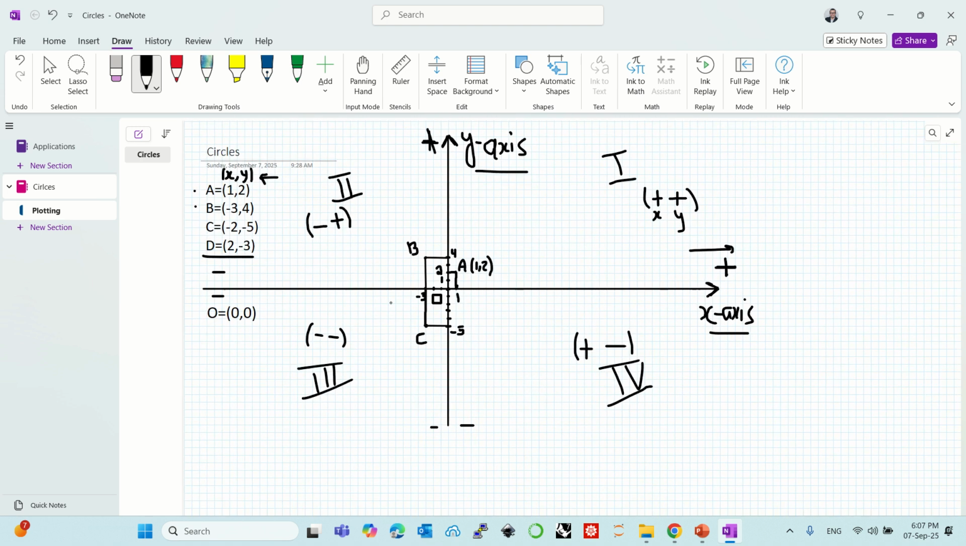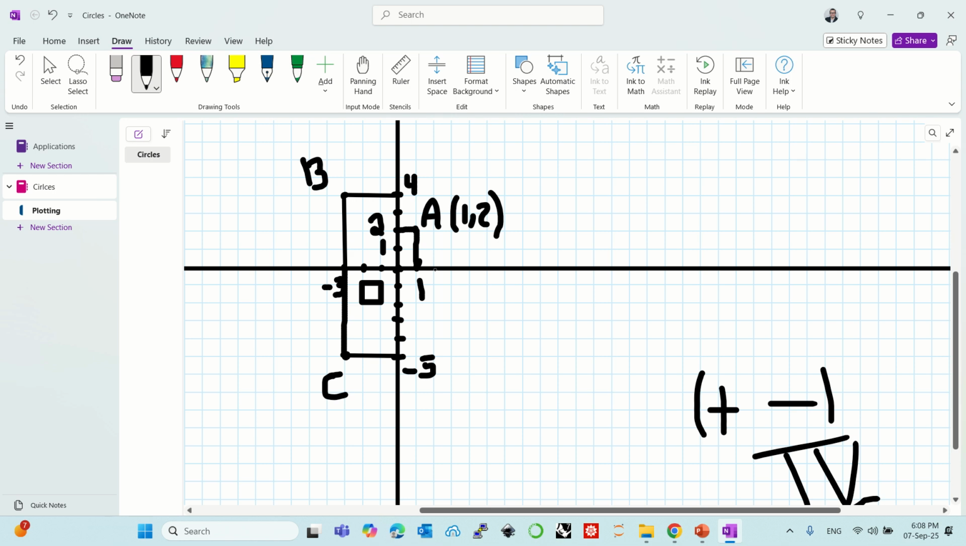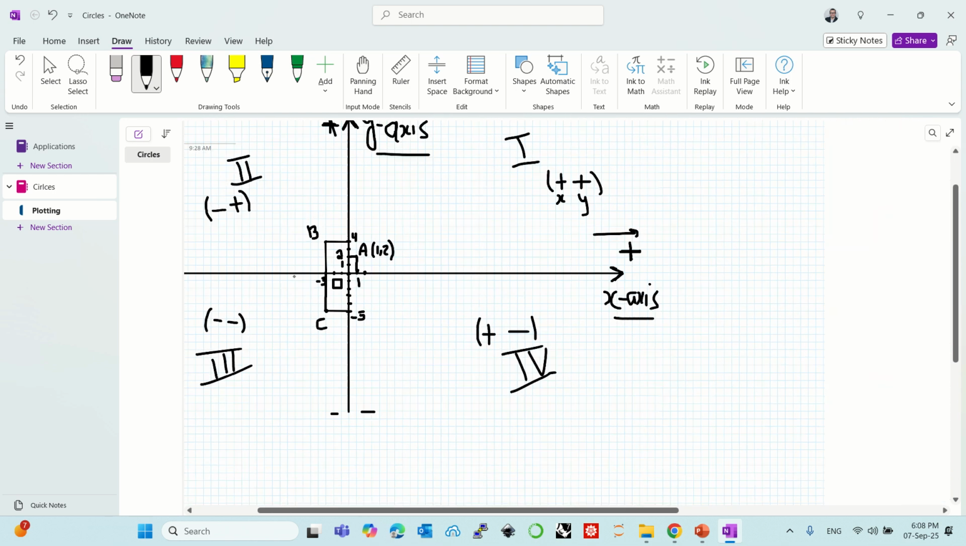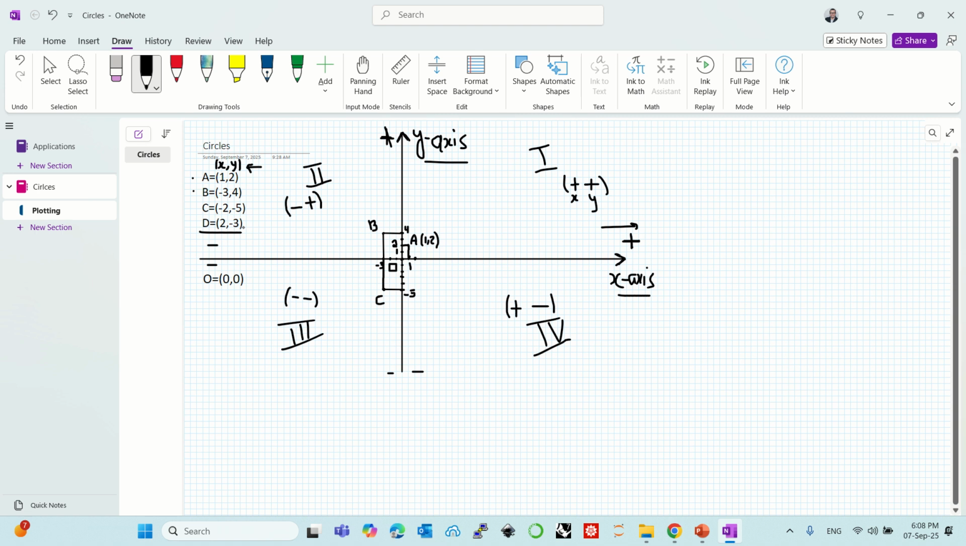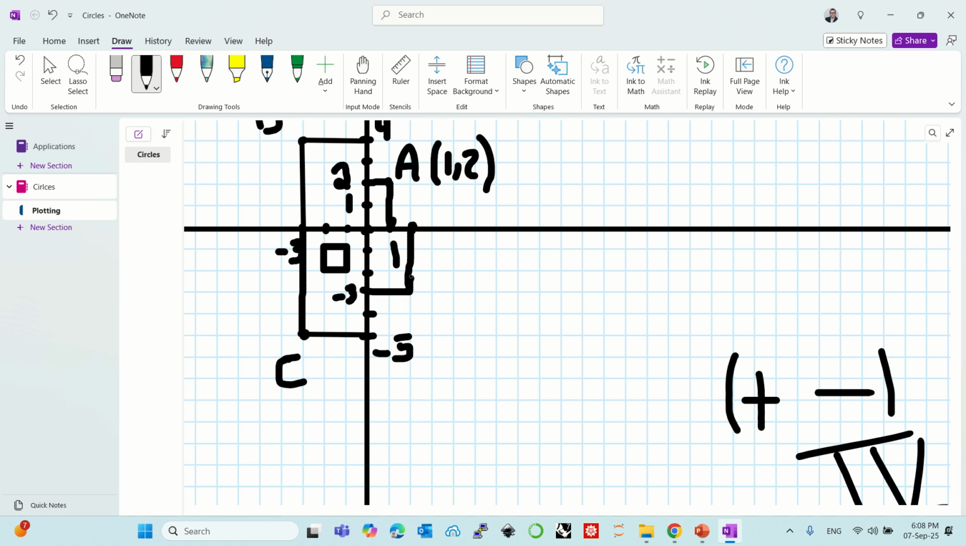For point D, 2, minus 3. X is positive and y is negative in this case. So this will be located in quadrant 4. So let's count 2 units in the positive x, 1 and 2. This is 2. And the value of y is minus 3. Let's go 1, minus 2, and minus 3. This is minus 3. Let's combine these. And this is point D.